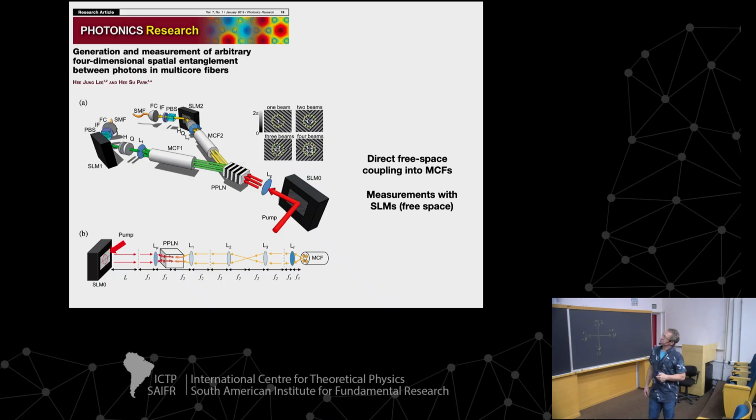This experiment is from 2019, from a group in Korea. They have a PPLN crystal, a down-conversion crystal, and a pump laser beam which they send onto a spatial light modulator. Here are 4 different things they do with the spatial light modulator. I think the only one we really have to look at is the one that says 4 beams. You can see there are different grayscale patterns on the 4 different quadrants, and these 4 quadrants prepare 4 different beams at these particular points.